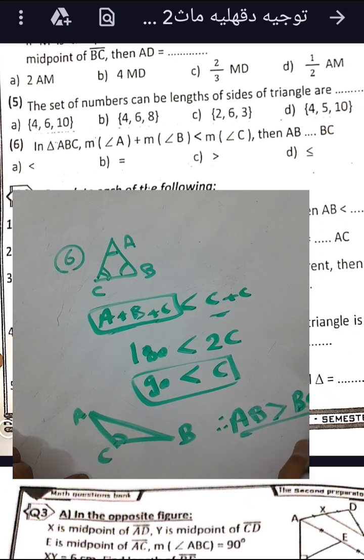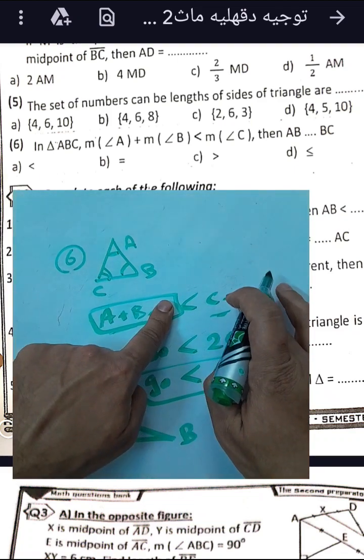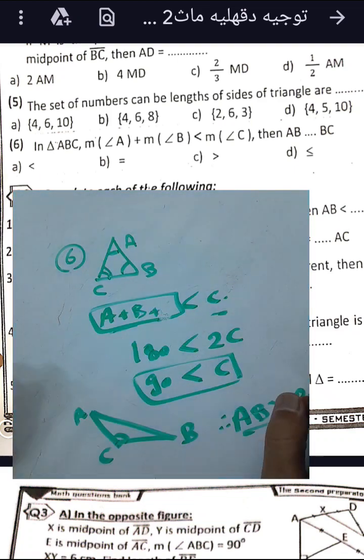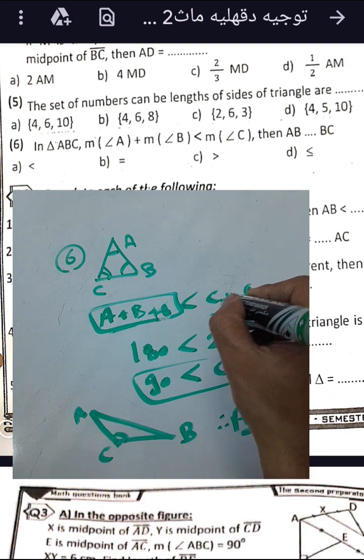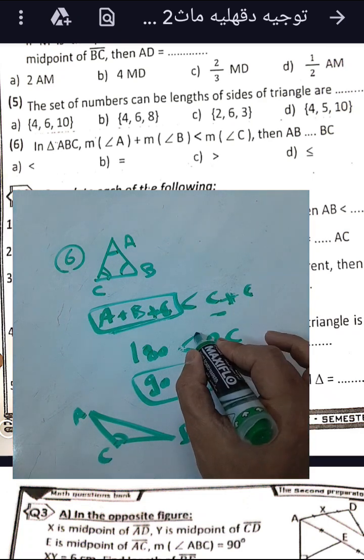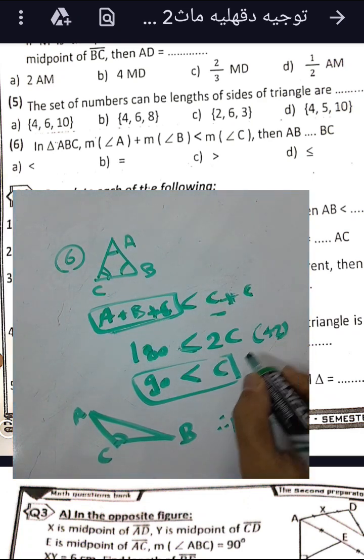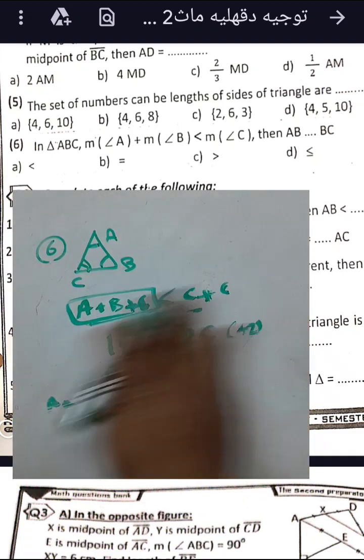Understood? You must know this property. In this inequality, A plus B is less than C. If we add C to both sides, angle A plus B plus C, the sum of them, equals 180. 180 is less than twice C, and then you divide by 2, so the measure of angle C is greater than 90. It means this angle will be obtuse. Then AB, opposite angle C, will be greater than BC.